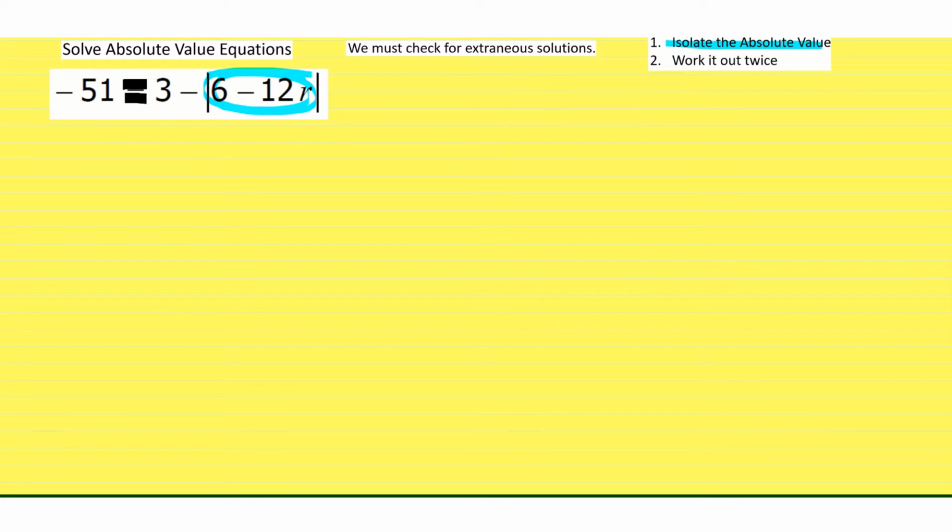So the first thing I want to do is go ahead and get rid of this 3 right here. Well, there's technically an invisible plus sign in front of the 3. So how do I undo a plus 3? Well, I'm going to do a subtract 3 on both sides of the equal sign. So these two will cancel out. I got negative 51 minus 3. If I start negative, I go more negative, I get even bigger negative. So it's going to be negative 54, and that's going to be equal to negative.